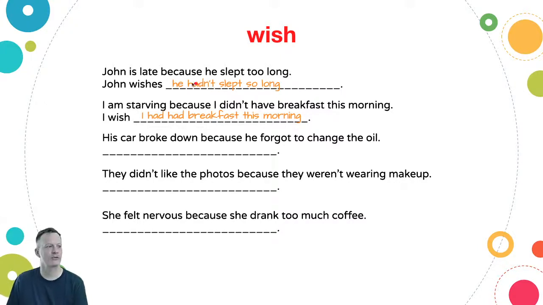And we have to be careful that we use the subject again. Okay, so John and he, I and I. He wishes he had forgotten to change the oil. Okay, be careful, Barbara, because your sentence is saying that he wishes he had forgotten to change the oil. So that means he didn't forget to change the oil, and he wishes that he had forgotten to change the oil. But if he had changed the oil, he wouldn't have broken down.